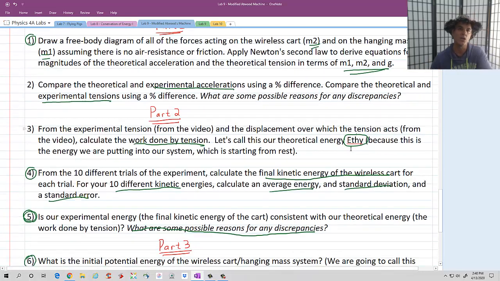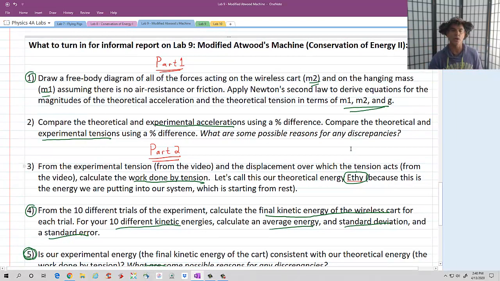Part 2, you're looking at, does the work done on the wireless cart equal the change in energy of the wireless cart? Cart started at rest, so the only form of energy that's changing is kinetic, so the total energy should be the final kinetic energy at the end. And the input to the system is the work done on the cart. So we're looking at, does the work on the cart equal the final kinetic energy of the cart?